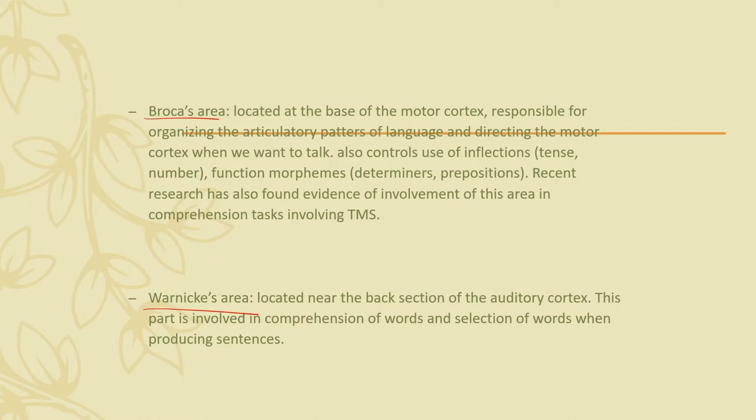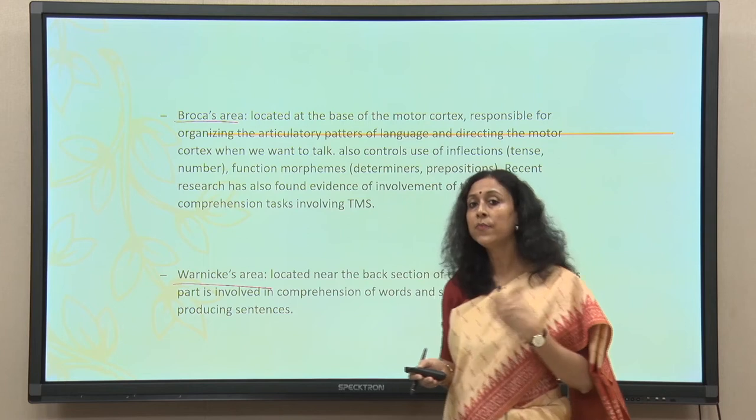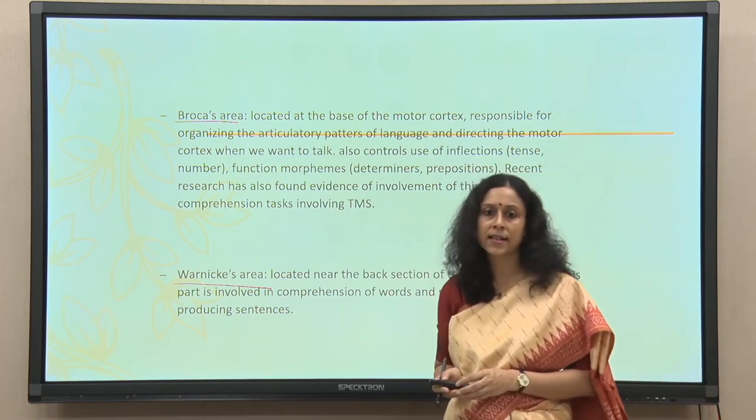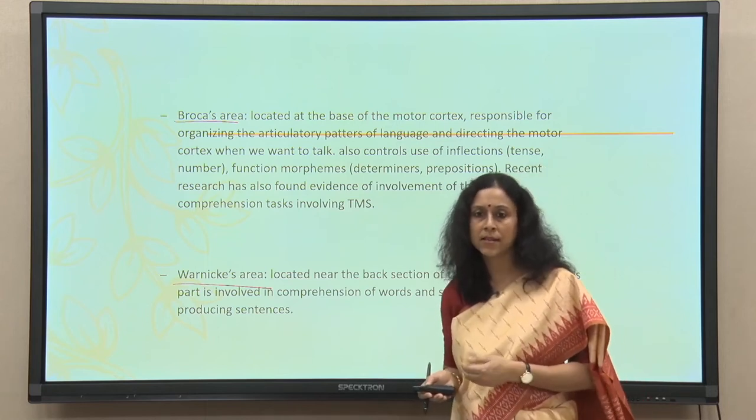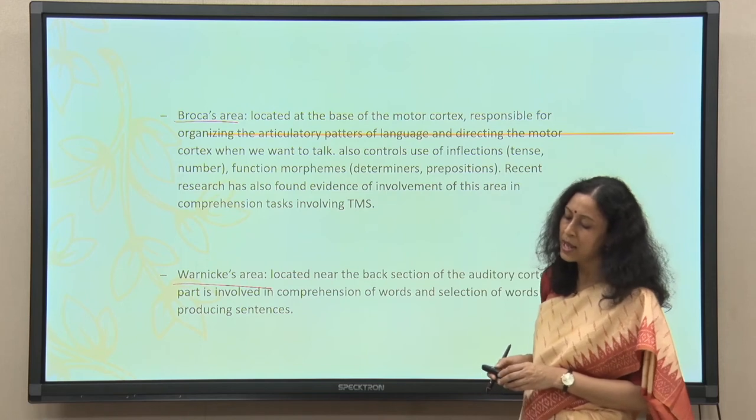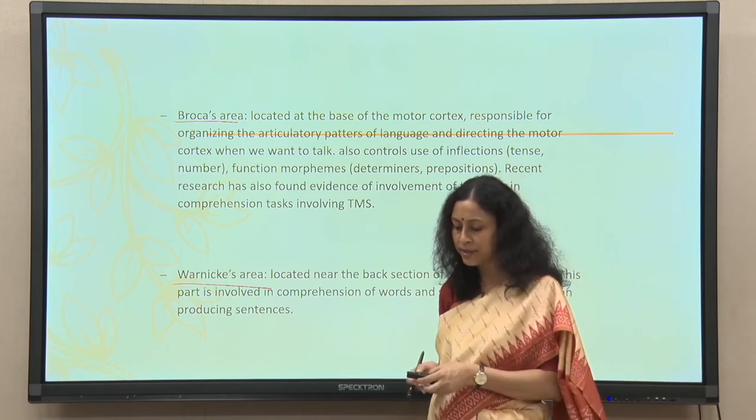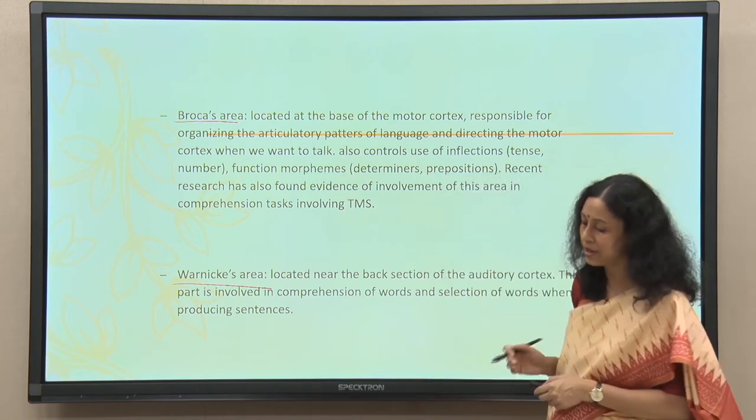problems associated with it. So, this is responsible for organizing the articulatory patterns of language and directing the motor cortex when we want to talk. This area also controls use of inflections like tense marking, number marking, gender marking and so on, function morphemes like determiners and prepositions and so on. Recent research has also found evidence of involvement of this area in comprehension as well, not only in production of language but also in comprehension.